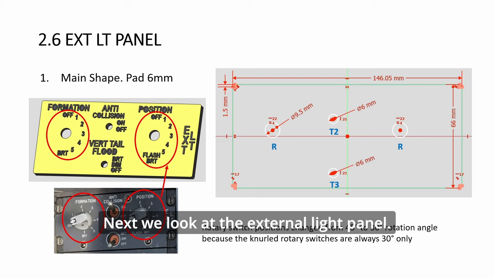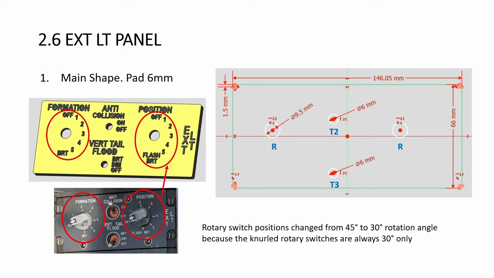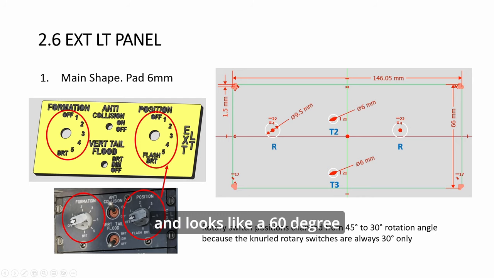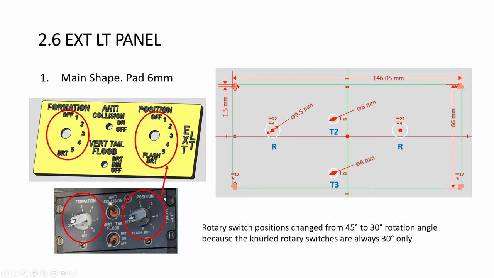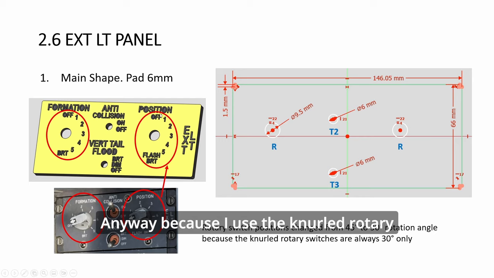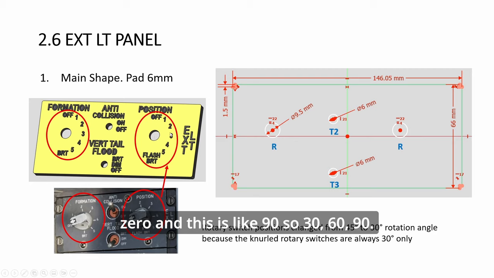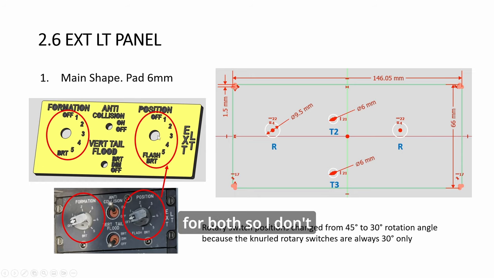Next, we look at the external light panel. This one, notice that the rotation is much bigger, and looks like a 60 degree rotation. Anyway, because I use the knurled rotary switch that has only 30 degrees, I have to do this: 0, and this is like 90, so 30, 60, 90. Let me go all the way here, 7 positions for both. So I don't mind that it looks slightly different, so it depends on you.